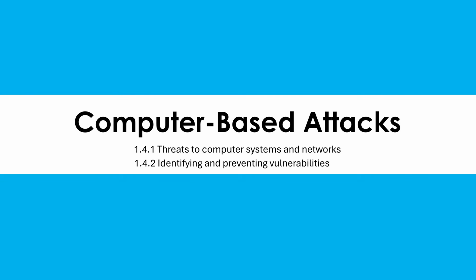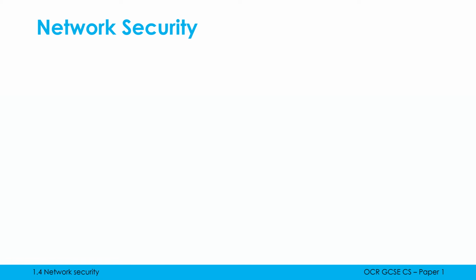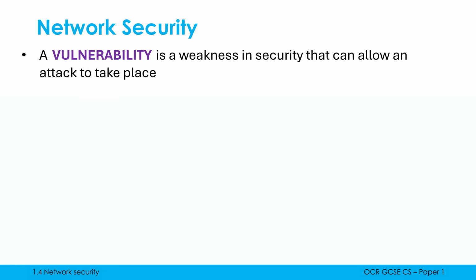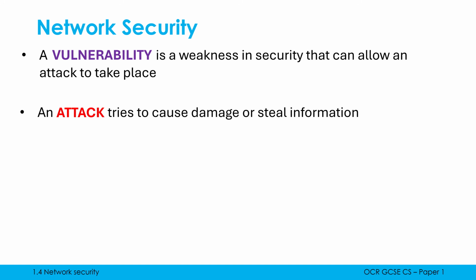Hello, we are now going to start our look at security by thinking about some computer-based attacks. Before we begin, let's just look at some key terms. A vulnerability is a weakness in security that can allow an attack to take place. An attack itself is there to try and cause damage or steal information.